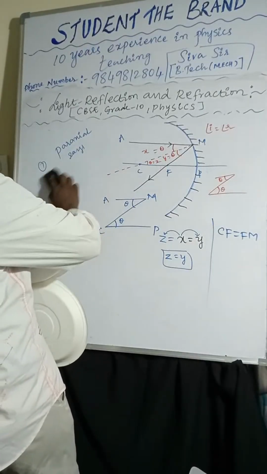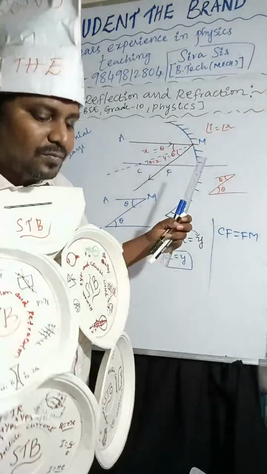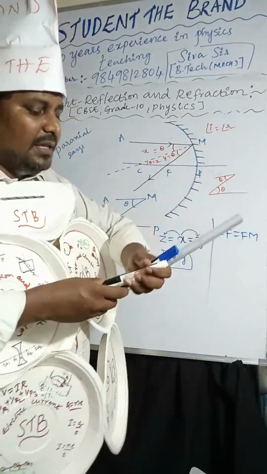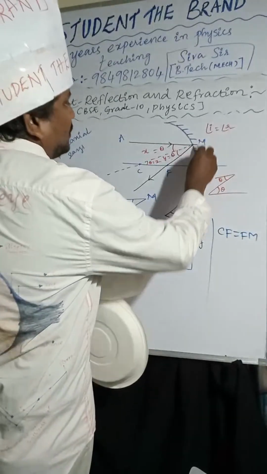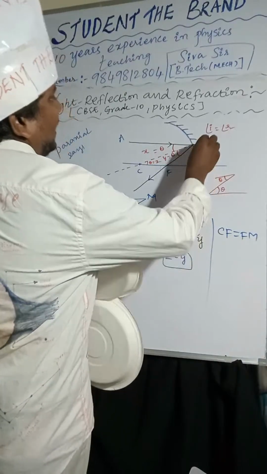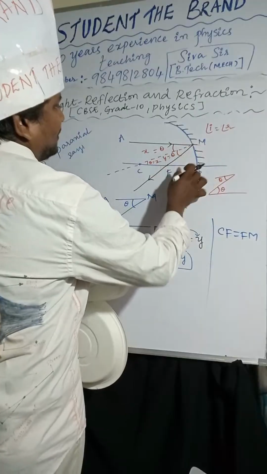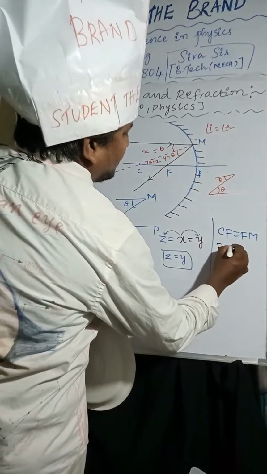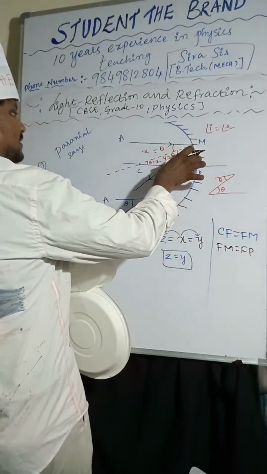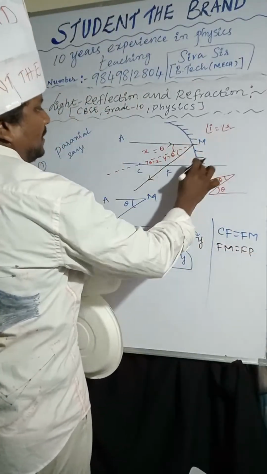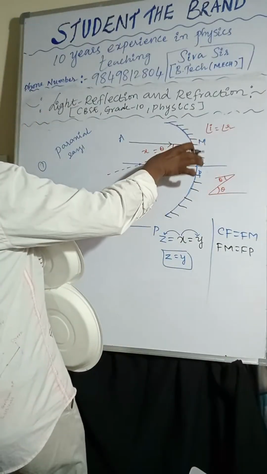In that case, M is very close to P. Then FM equals FP, because this point is very close to P, so automatically this distance is equal to this distance.